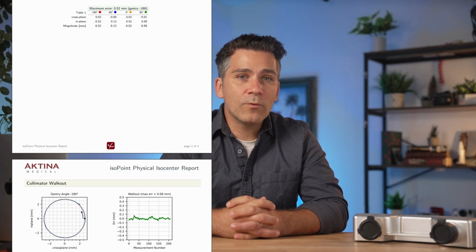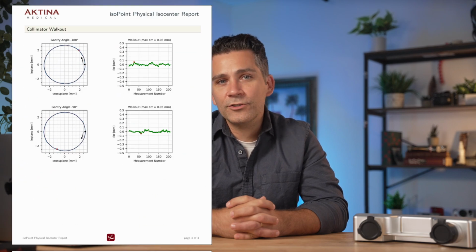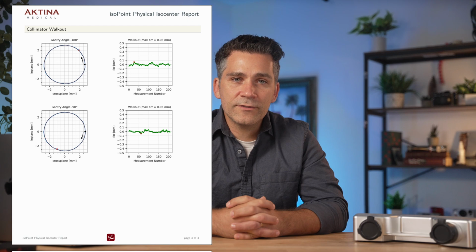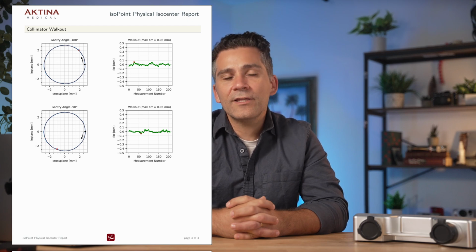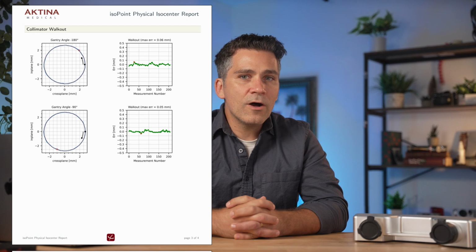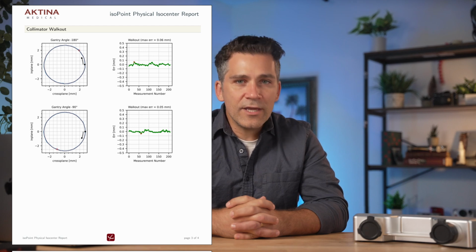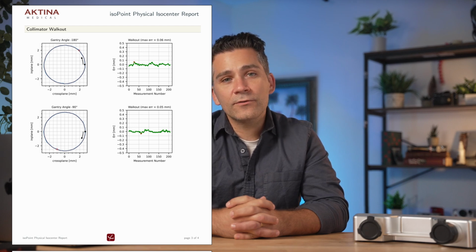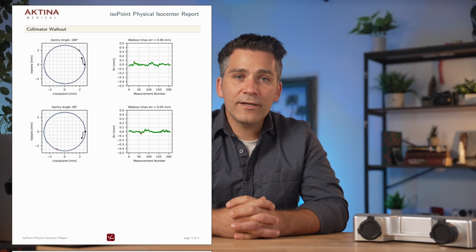Finally, the Collimator Walkout section contains graphs which display collimator concentricity plots. For each gantry angle, the tracking data is overlaid on a circular fit, while on the right, any deviation from the circular fit is shown with the maximum error highlighted. All the data in this report will come in very handy when characterizing a new LINAC install and can be used to periodically check the mechanical performance of your machine.